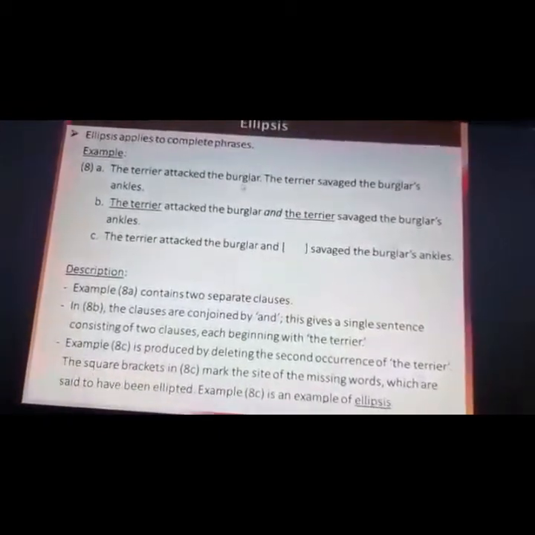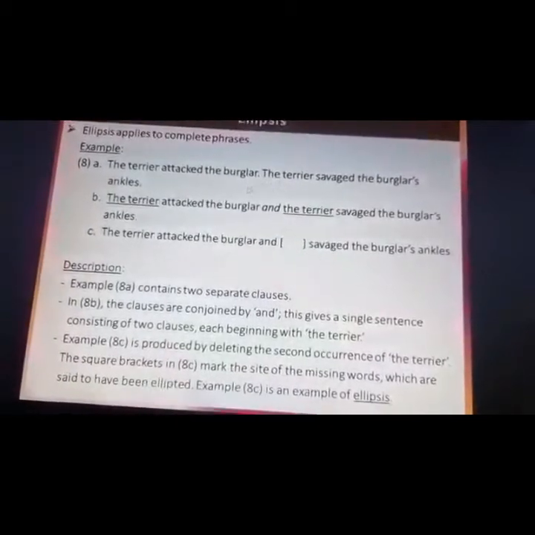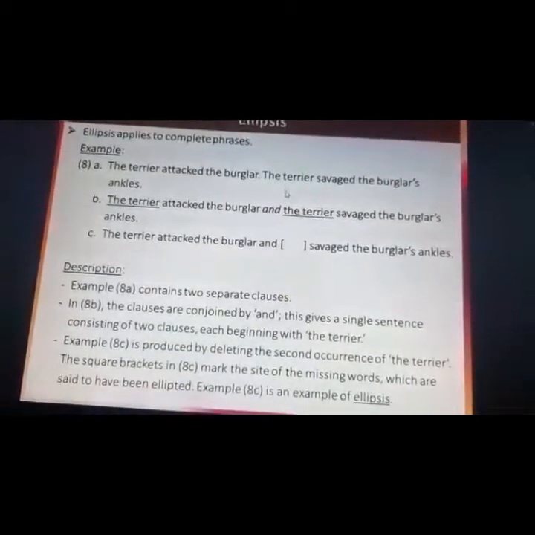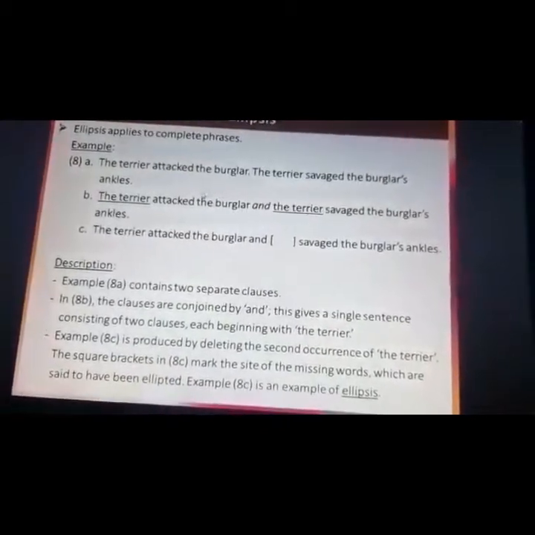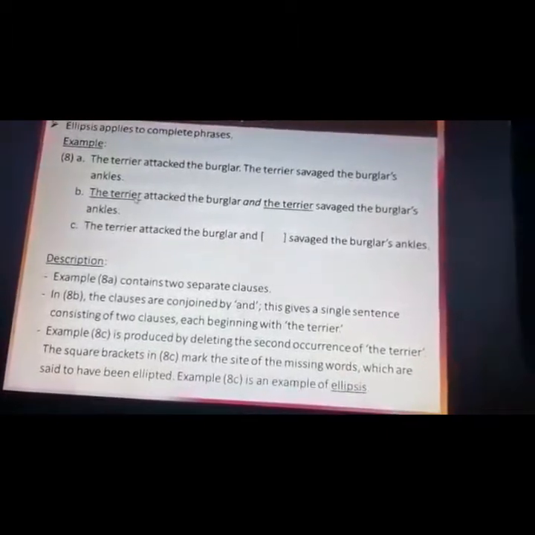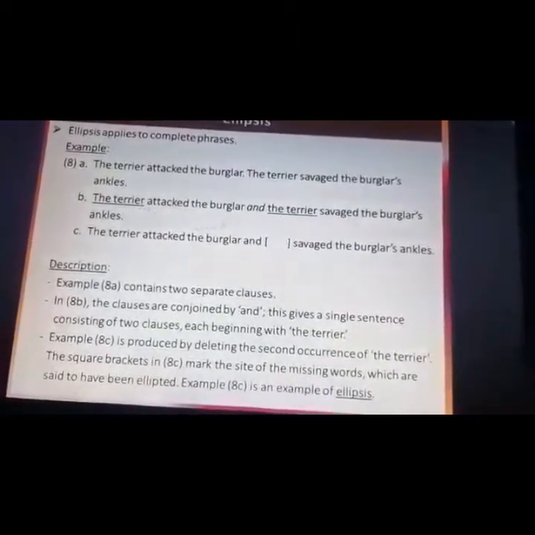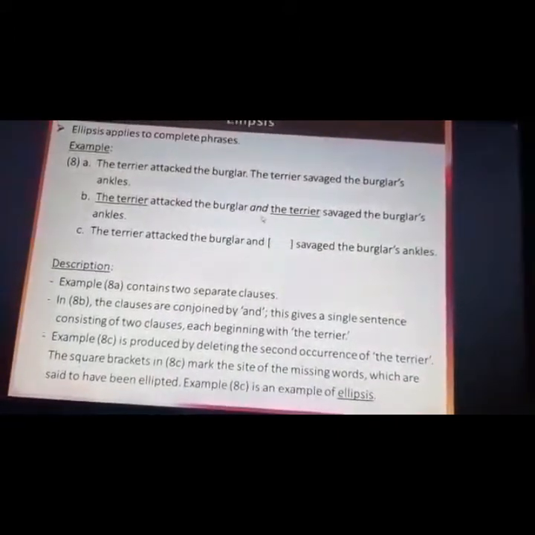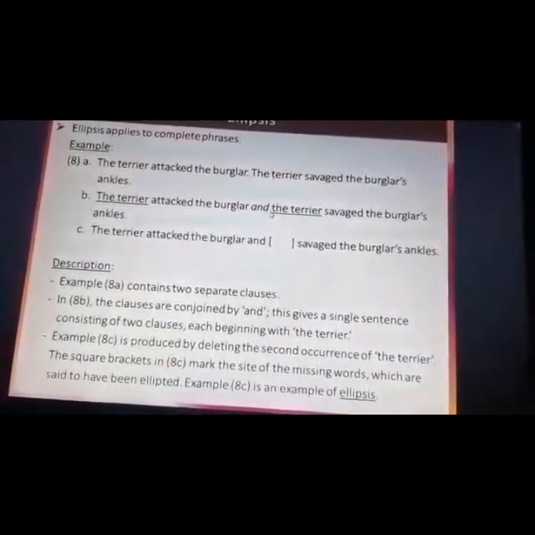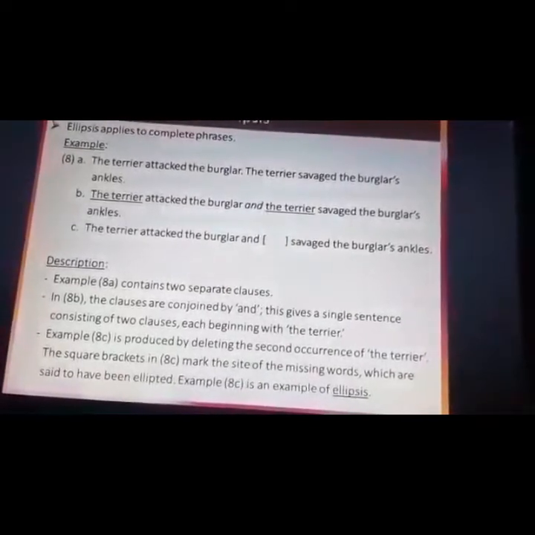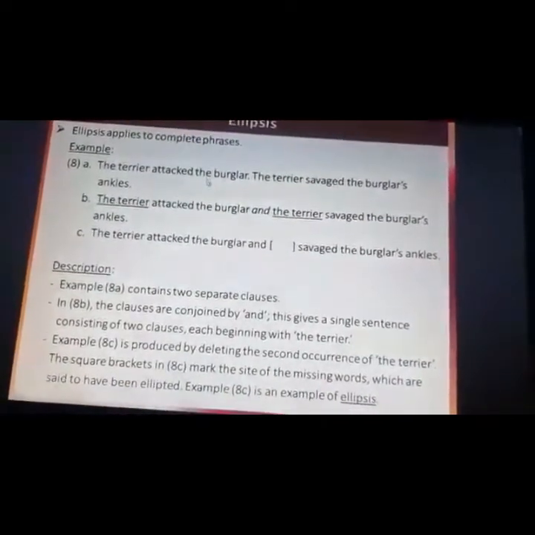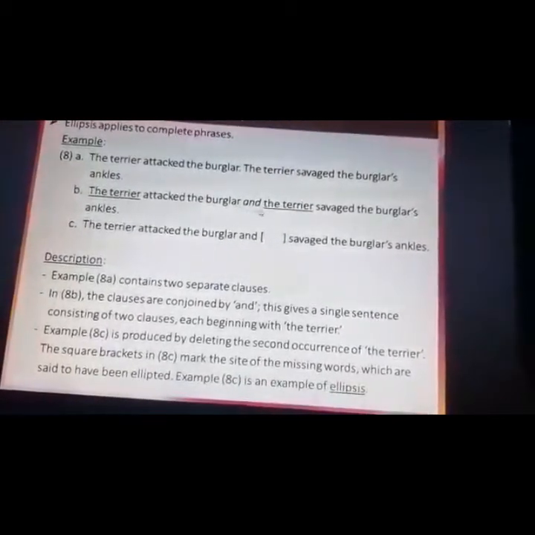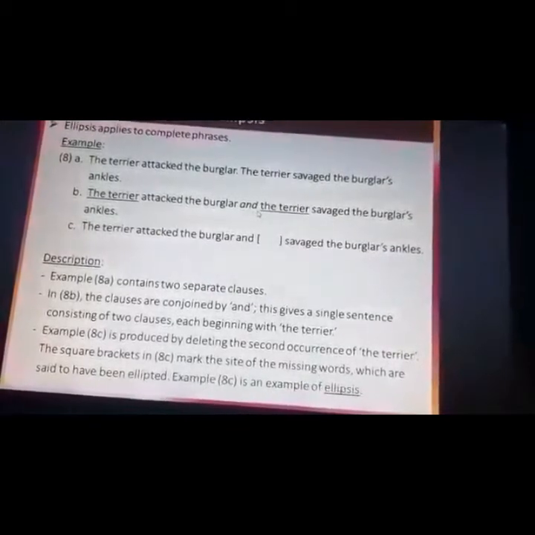Kalau tadi di sini ada dua main clause, pertama, main clause kedua, karena dia ada dua kata yang sama, yaitu noun phrase di sini sebagai subjek, the terrier di sini dan the terrier di sini. That's why coordination dulu dia pakai and. The terrier attacked the burglar and the terrier savaged the burglar's ankles. Ini simple sentence 1, simple sentence 2, karena sudah digabung dengan coordinating conjunction becoming compound sentence.